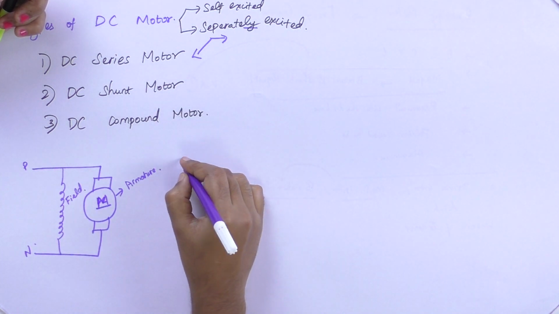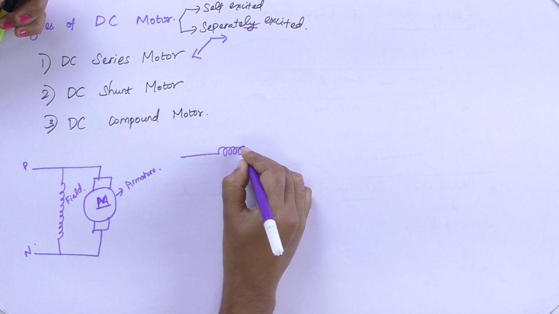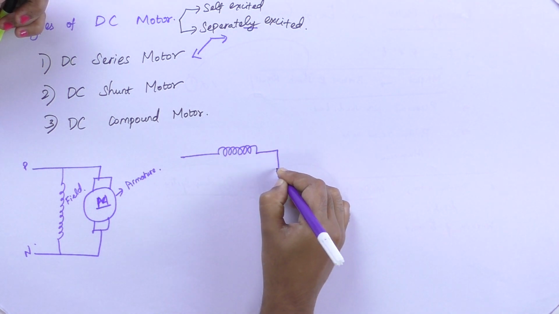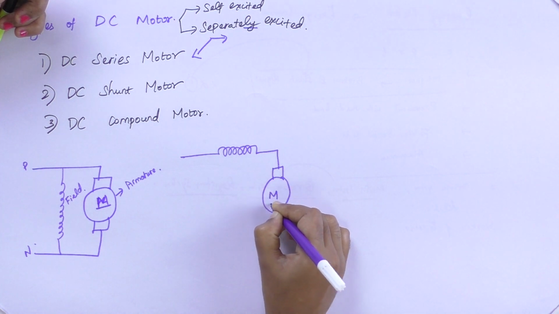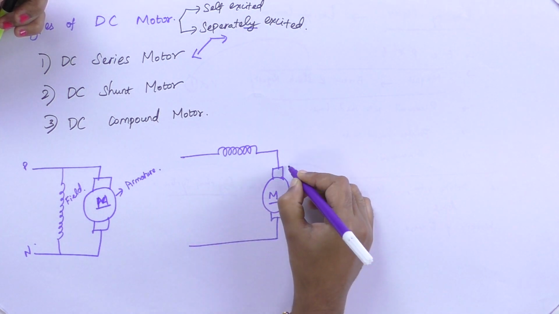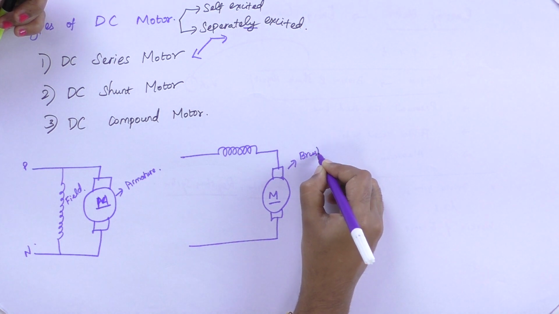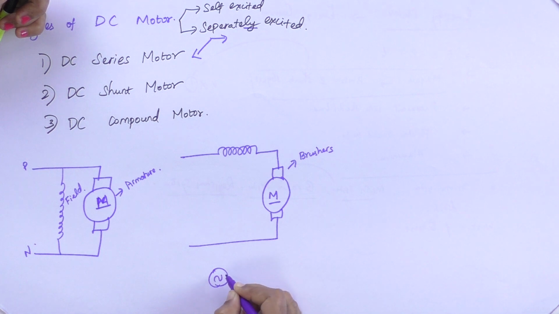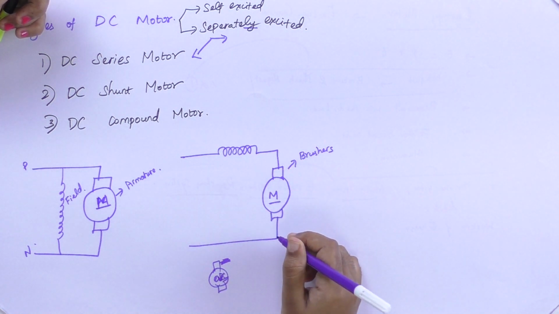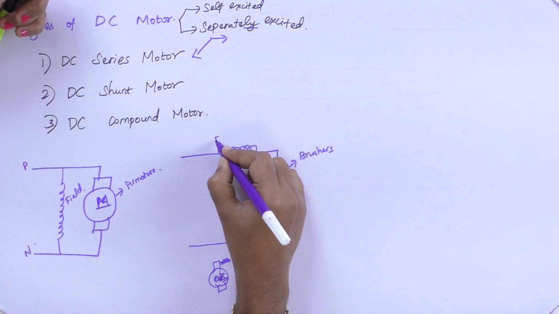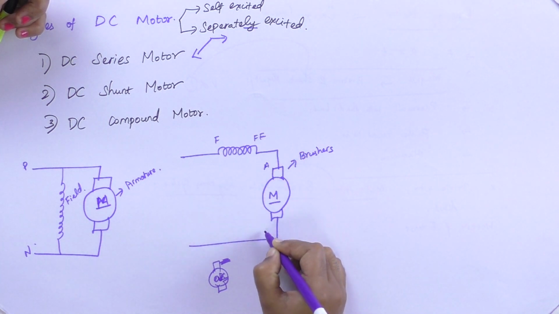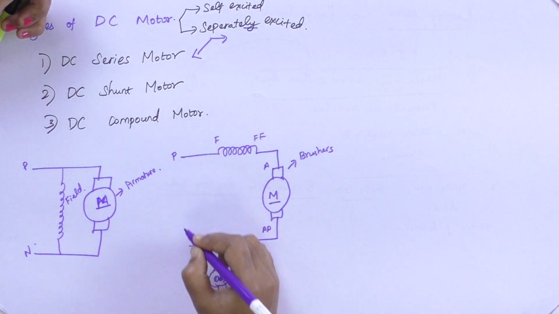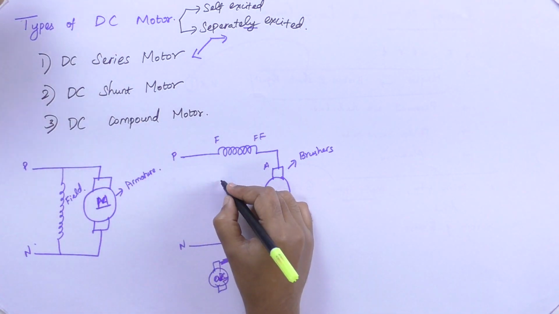For series motor, the field coil will be in series with the motor. This represents the brushes. If you don't note this representation, then that machine will be called an AC machine. If this is present, then it is called a DC machine. To indicate brush, we are using this. Field winding, armature winding, phase. This is DC series motor.